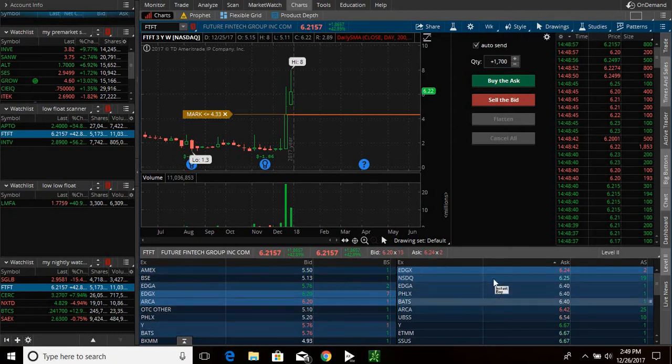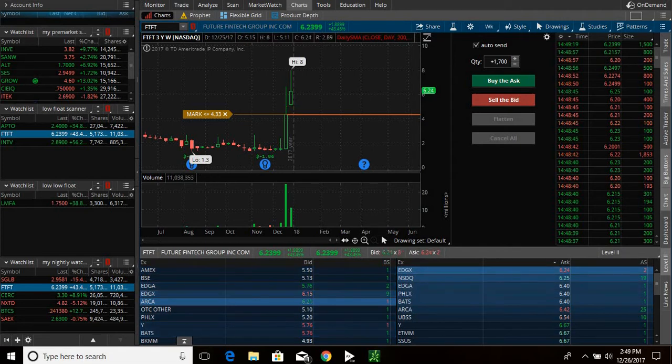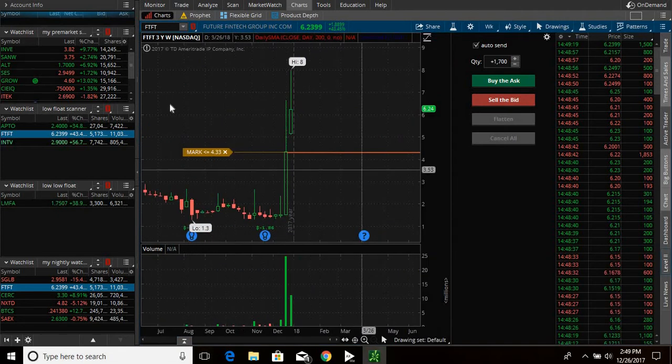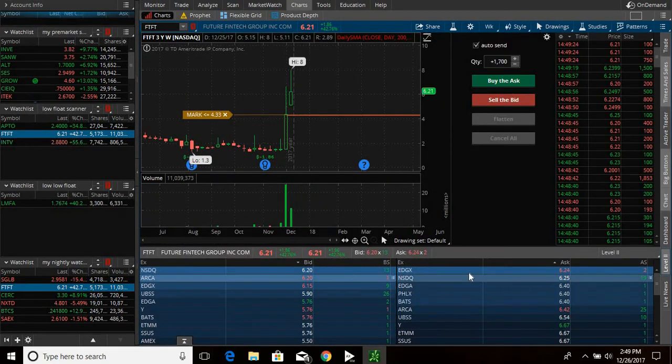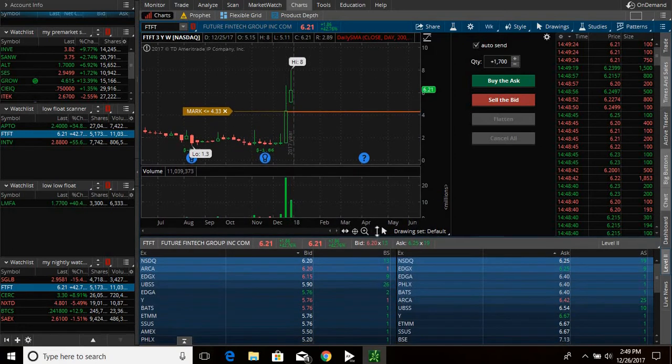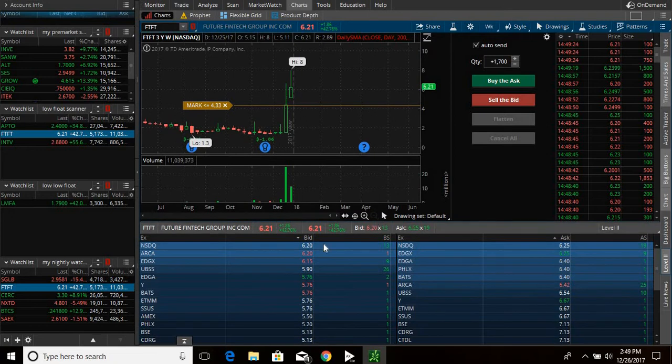This is level 2 right here. See this? Level 2. I'm using the Thinkorswim platform today. On Thinkorswim, when you open your platform, you'll see these side buttons. All you have to do is press level 2. And guess what happens? At the bottom, level 2 pops up. Level 2 is where the buyers and sellers are. The bid are the buyers. The ask are the sellers. So these people are selling and these people are buying.